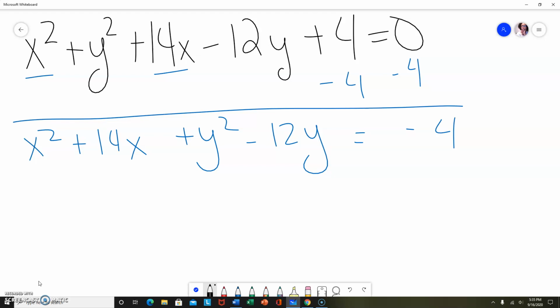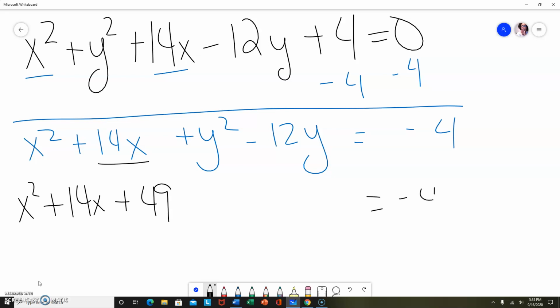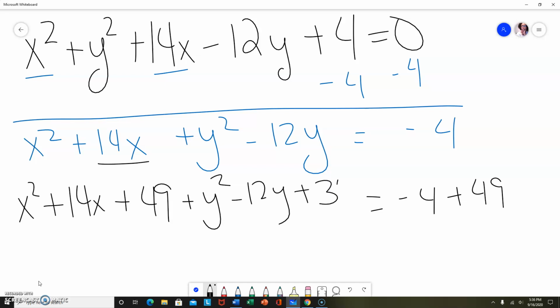So 14 divided by 2 is 7. 7 squared is 49. So I get x squared plus 14x plus 49. And remember, I'm going to go ahead and write that over here. Whatever I do to one side, I have to do to the other. Plus y squared minus 12y. Negative 12 divided by 2 is negative 6. Negative 6 squared is 36. So I'm going to add 36 over here.